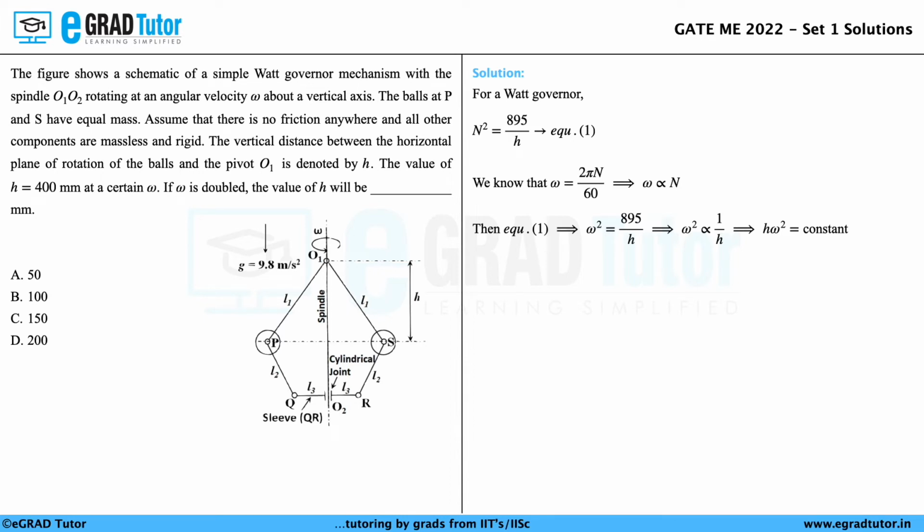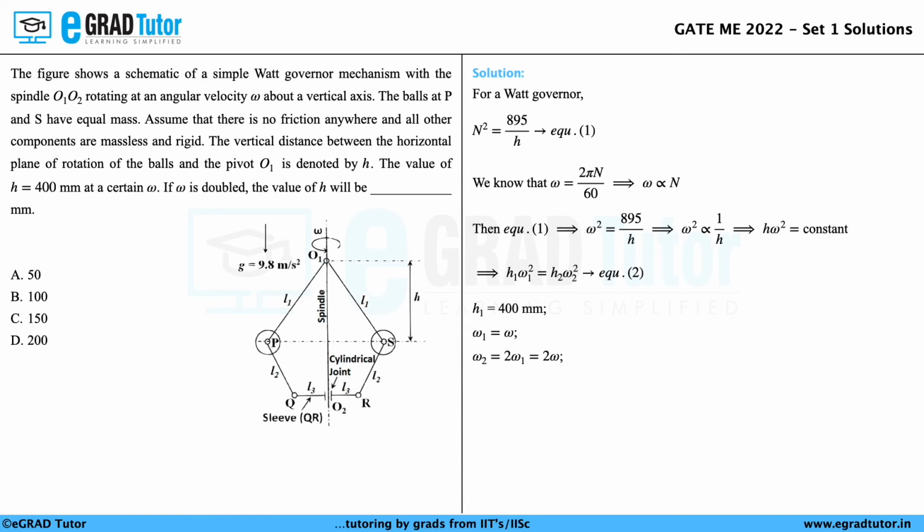Therefore, since h omega square is equal to constant, I can write h1 omega 1 square is equal to h2 into omega 2 square. Let us consider that as equation number 2. Now from the question, in the first scenario, we know the value of h. Let us consider that as h1 is equal to 400 mm. In the same scenario, we have the angular velocity value as omega 1 is equal to omega. Now in the second case, when omega is doubled, it means omega 2 is equal to 2 times omega in the first case, where omega 2 turns out to be 2 omega.